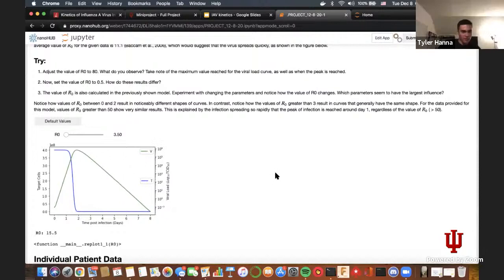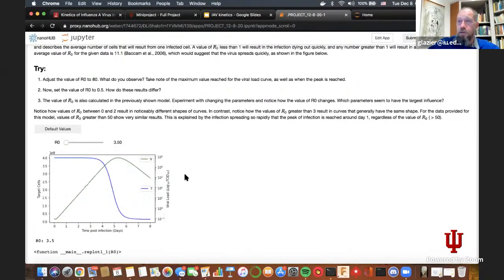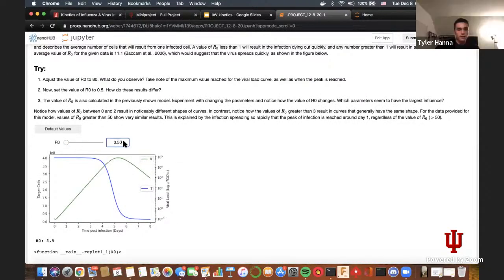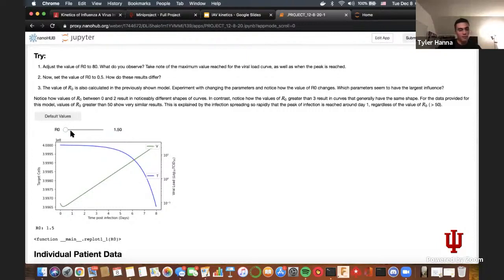So as R naught is now dropping, we see that the graph is shifting greater and greater with each step in the decline. Here you see the maximum amount of virus going down. It's 10 to the 5th instead of 10 to the 7th or 10 to the 8th. If I actually punch in a value, it might work better. Now R naught value is around 1. The viral load here peaks just over 10 or 20, which is basically nothing. And we see that the target cell count drops minimally.